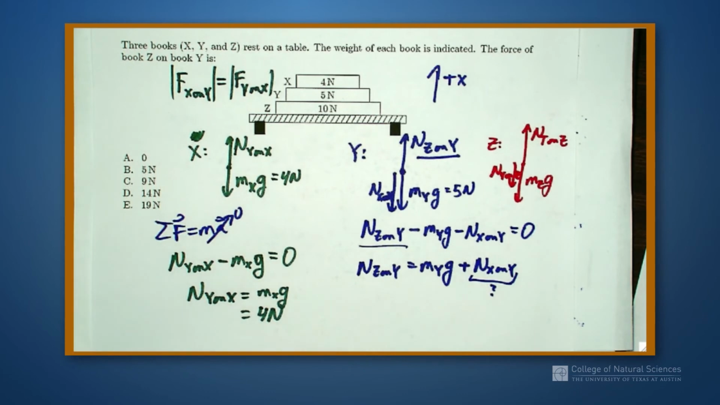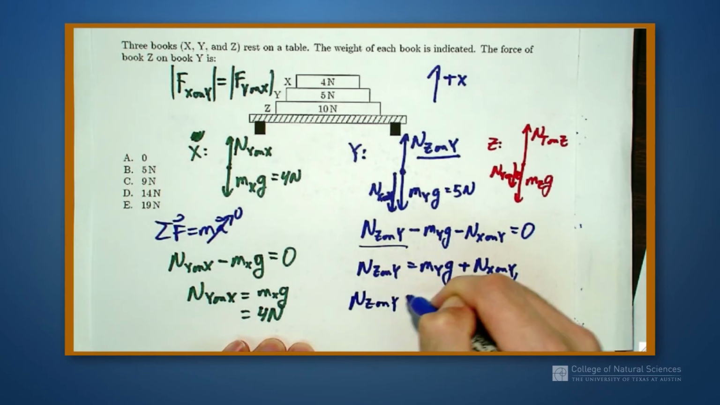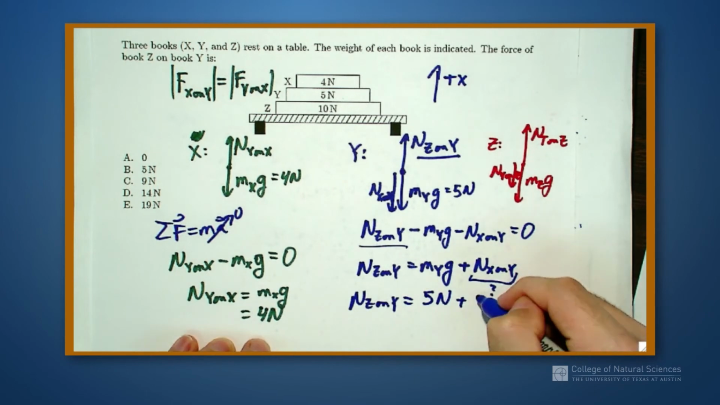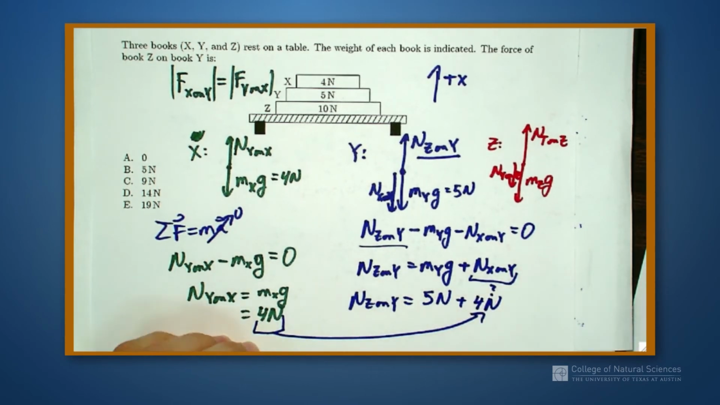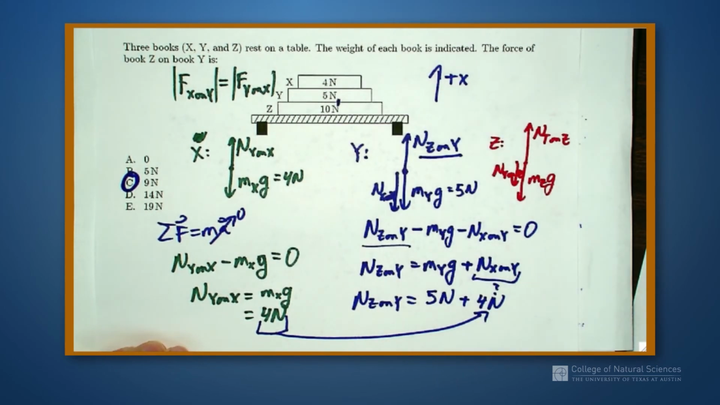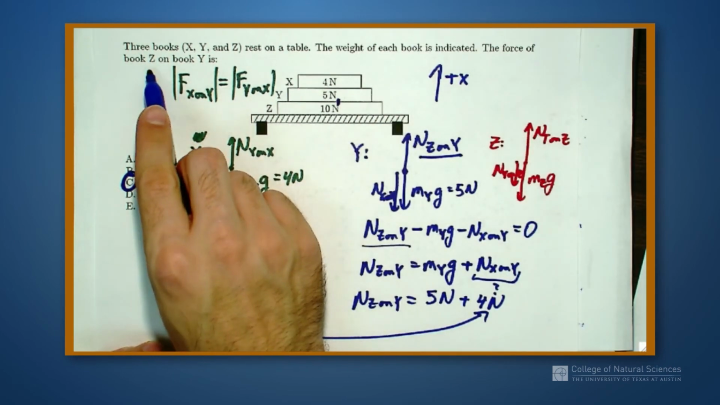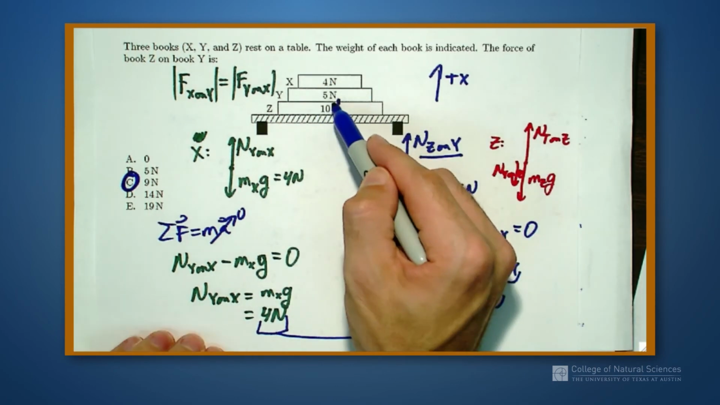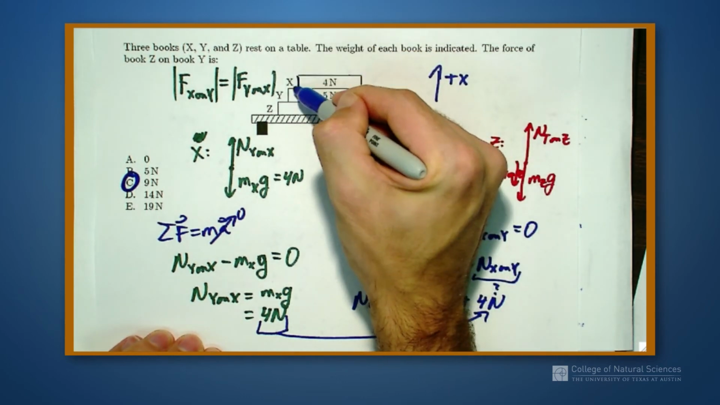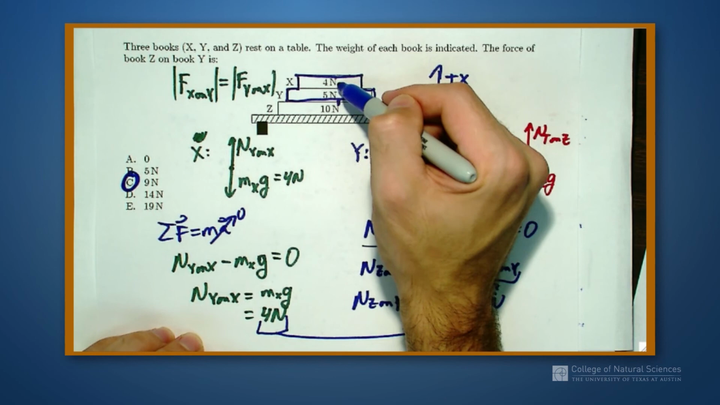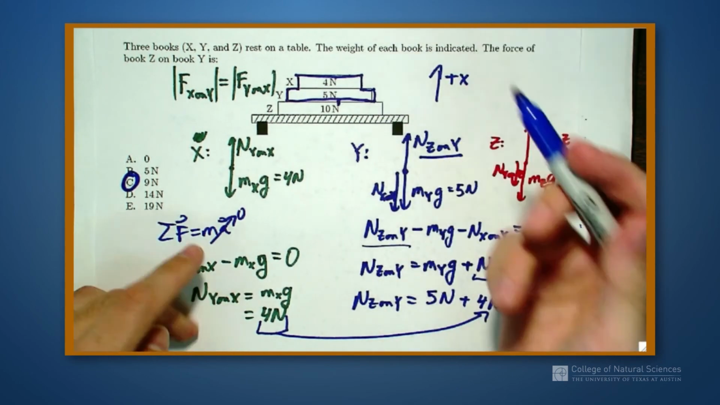So I'm just going to rewrite this equation. N_Z on Y is equal to m_y g, which is just 5 newtons, plus the 4 newtons from over here. So I can see that N_Z on Y is equal to 9 newtons. And this makes sense. We're looking for the force that Z is pushing on Y. Well, we know that the total weight above it is 9 newtons. So in order for this combined double book thing to not move, imagine that they're stuck together with tape, this whole book is 9 newtons down.